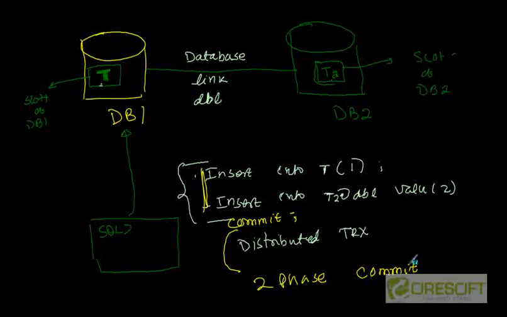Okay, so using the two-phase commit protocol, Oracle will make sure that this transaction either completely succeeds or completely fails. That means either in database table T the value is updated with new value 1, and in table T2 we insert a new value 2. So now let's understand what a two-phase commit is.